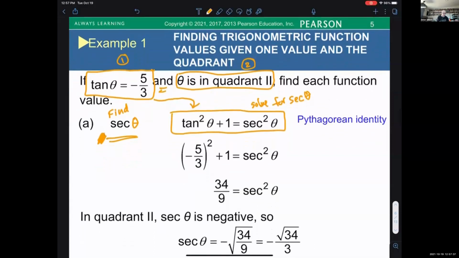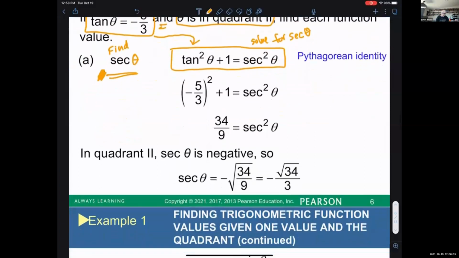So then what they do is they plug the tangent value that they gave us in for tangent, replacing it where it's supposed to be squared. So tan theta squared, since tan theta is -5/3, becomes (-5/3) squared. And they leave the rest of the identity alone. And so then after you square 5/3 and add it to 1, doing the arithmetic on the left side, you get that secant theta squared is 34/9.